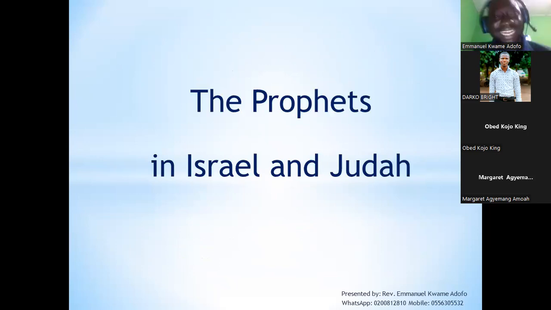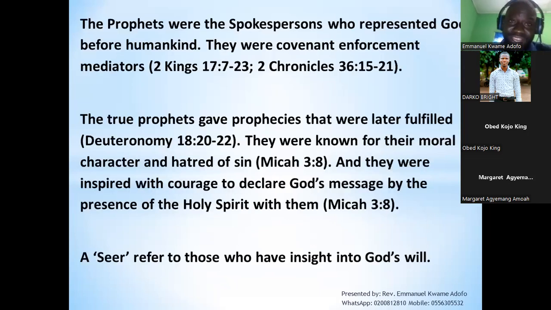So we move on to another difficult and another serious area, which has to do with the prophets in Israel during the time. Now, prophets were the spokespersons who represented God before mankind. So they were covenant enforcement mediators. They have to make sure that we do what God wants us to do. The true prophet gave prophecies that were later fulfilled. According to Deuteronomy chapter 18, verse 20 to 22, if a prophet gives a prophecy and it's not fulfilled, then the person becomes what? A false prophet. So the distinction between a true prophet and a false prophet, according to Deuteronomy, has to do with the fulfillment of the prophecy.